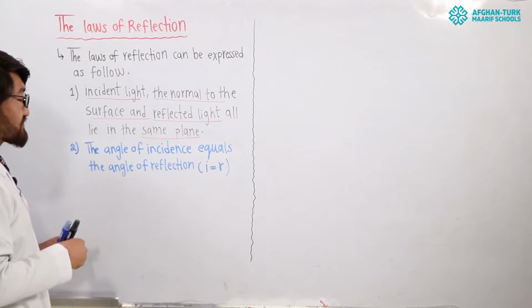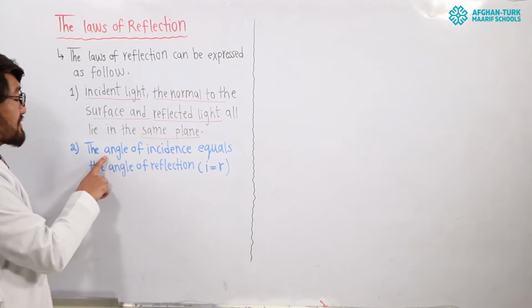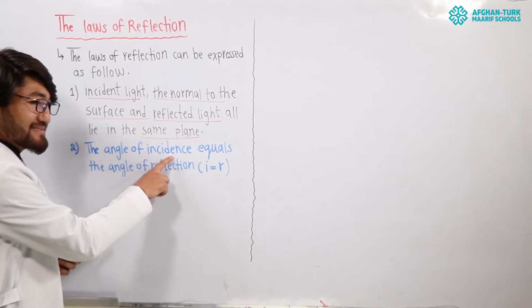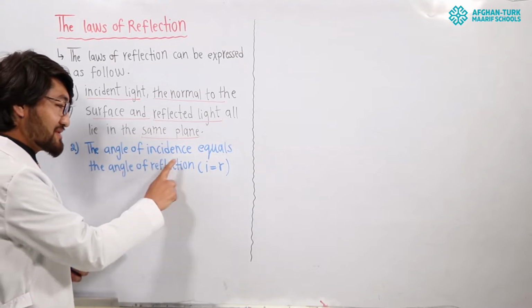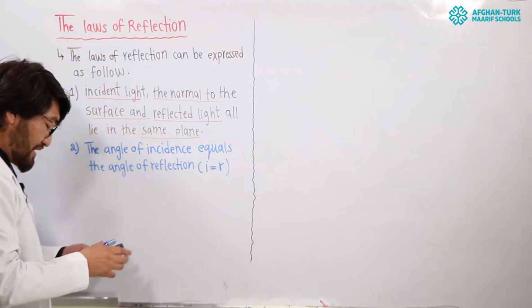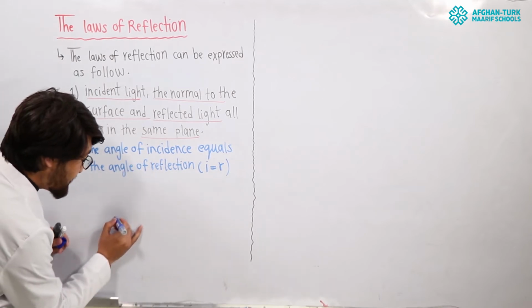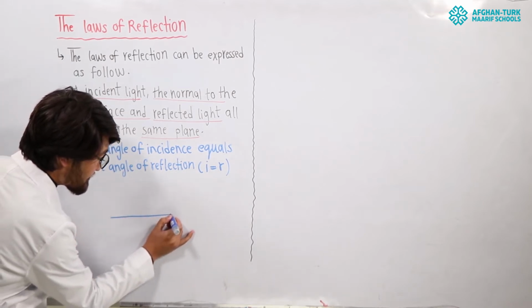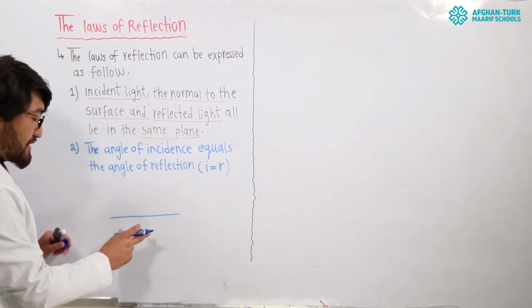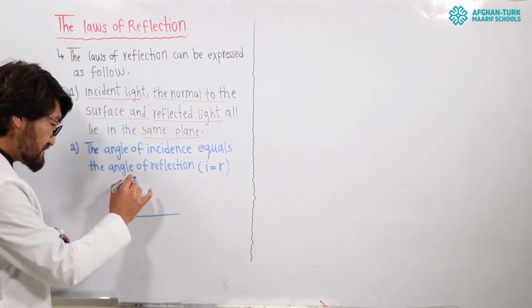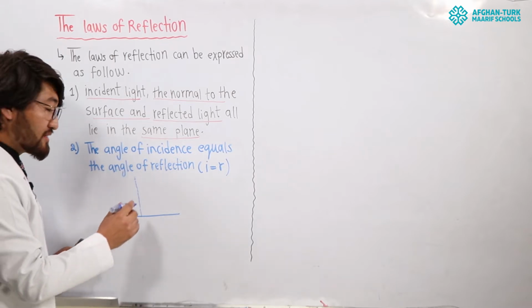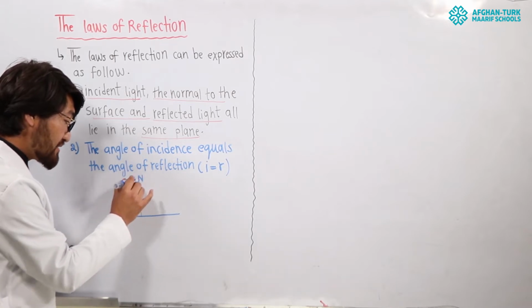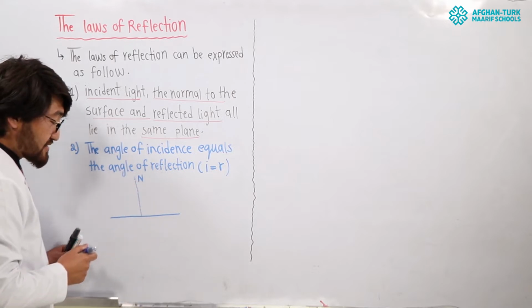And number two, the angle of incidence equals the angle of reflection. It means I is equal to R. Look at the figure below. It is a surface. This normal line is called normal. This line is called normal.